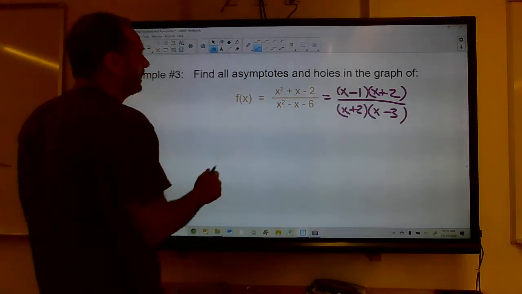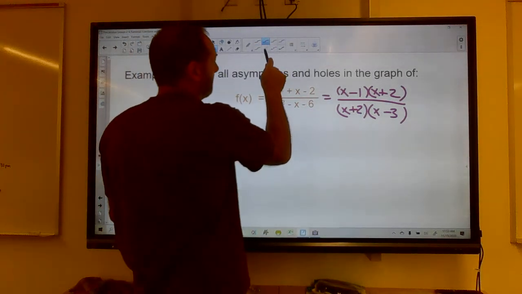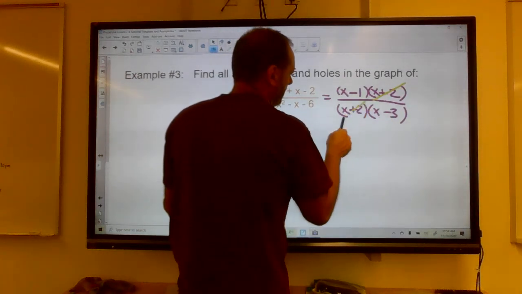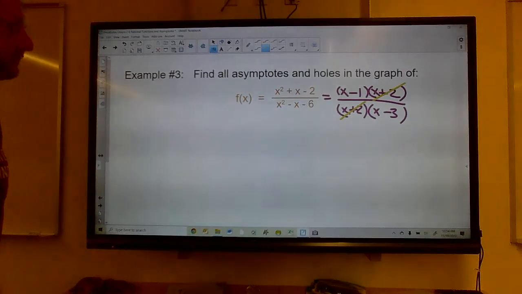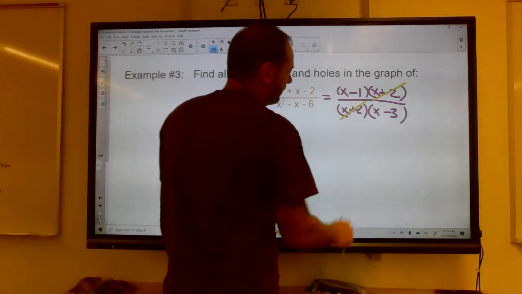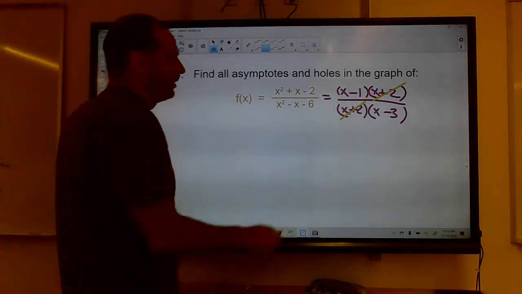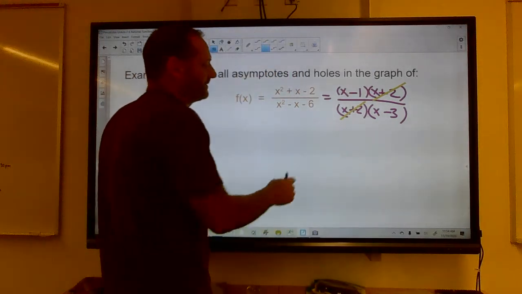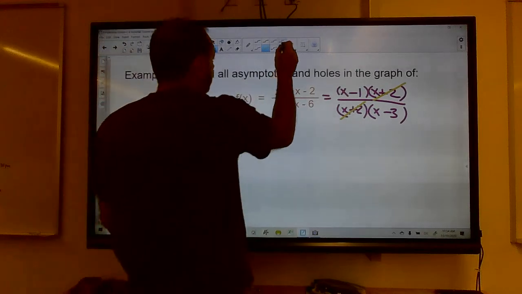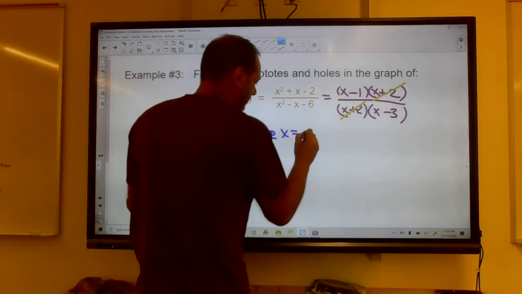All right, so here's the thing. Check this out. I've got an x plus 2 and an x plus 2. Those cancel. This function looks exactly like the function x minus 1 over x minus 3, except for one thing. It has a hole at negative 2. Anytime your factors cancel out, you're going to have a hole. Okay? So this thing has a hole at x equals negative 2.